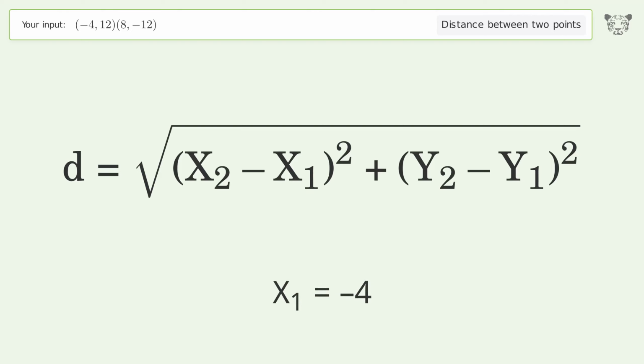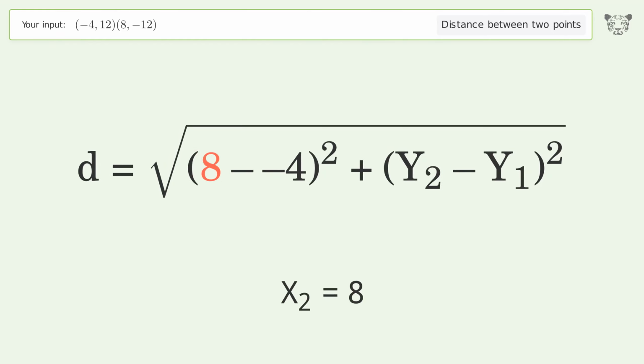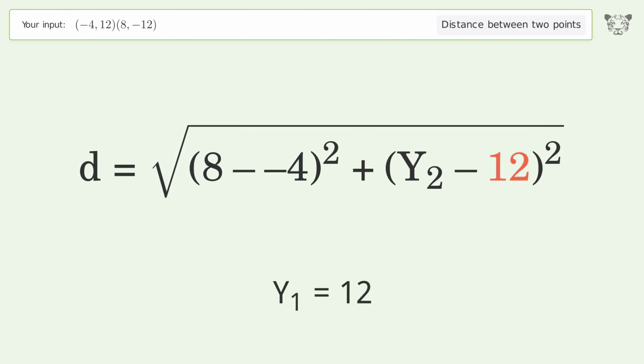x1 equals -4. x2 equals 8. y1 equals 12. y2 equals -12.